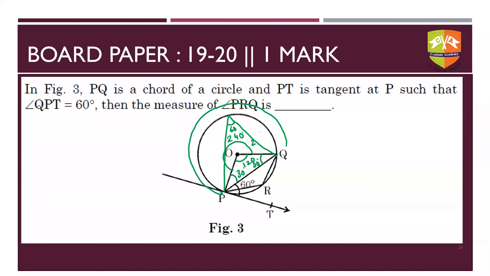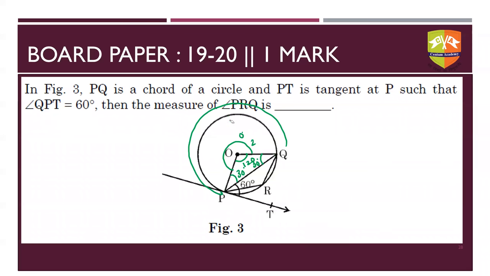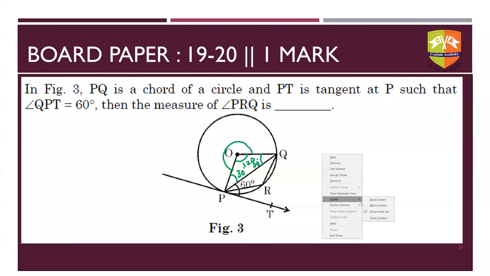But this time around, this angle PRQ is on the opposite segment. Can you see that? It is not in the same segment. For this angle PRQ, the double of this is angle QOP reflex. I'm using the same thing, but you are picking the wrong angle. I'm using the same theorem, but you have to pick the right angles.